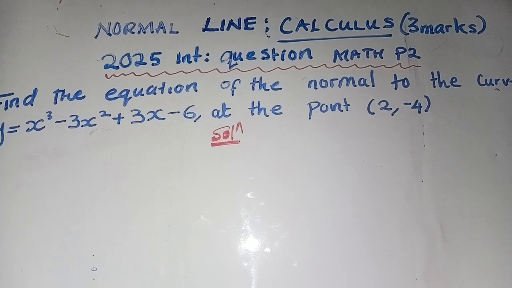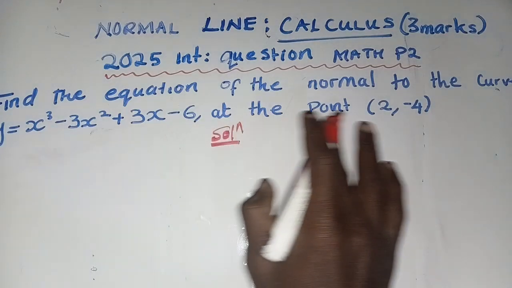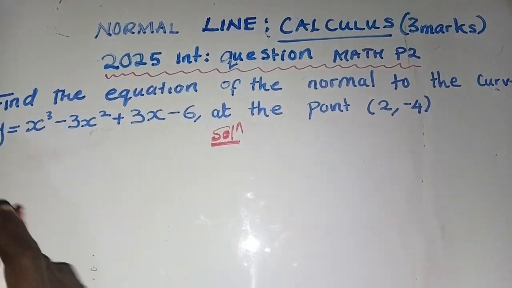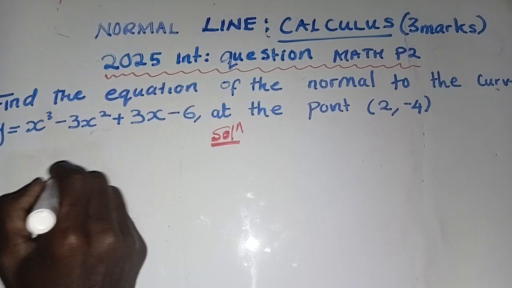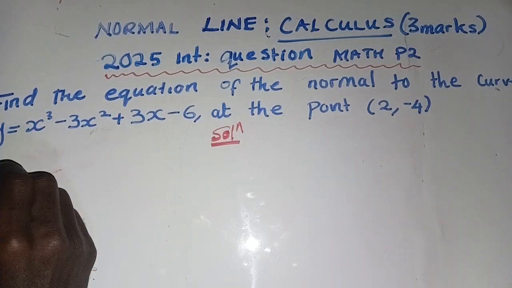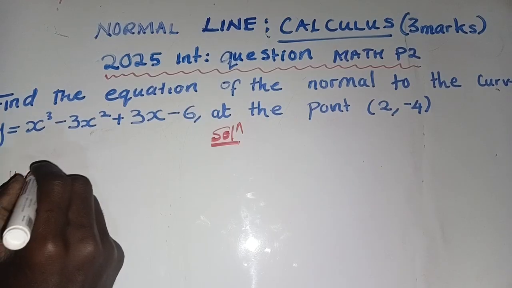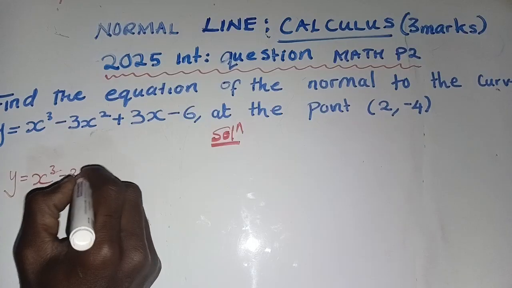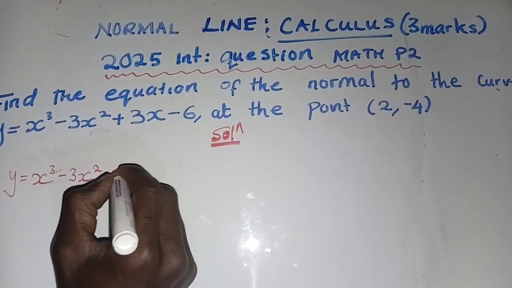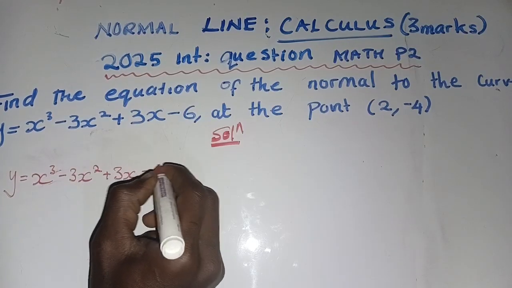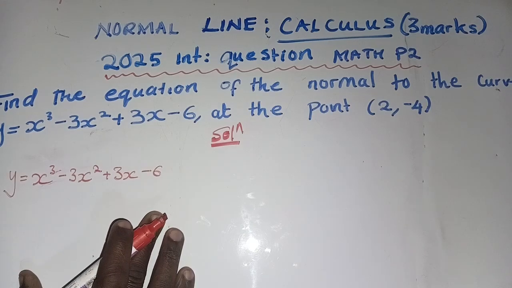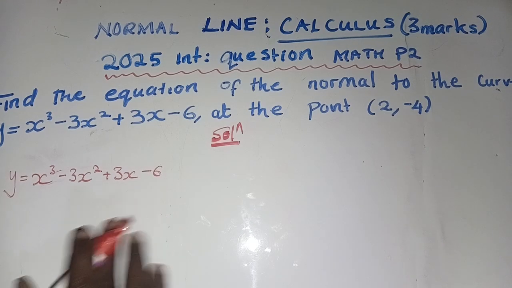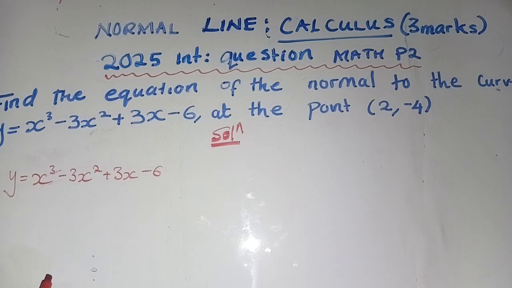The very first thing we are going to do is rewrite this equation. Find the equation of the normal to the curve, where y is equal to x to the power 3 minus 3x to the power 2 plus 3x minus 6. You can see that. So the very first thing we are going to do is differentiate this.